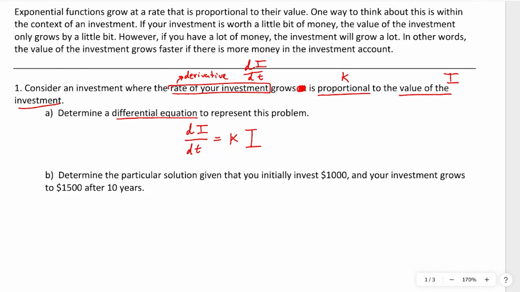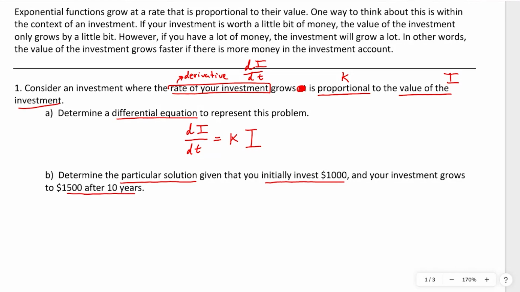So that's part A, that's your equation. Part B says determine the particular solution. Remember, particular solution just means that we're going to have to find the C eventually, given that you initially invest $1,000 and your investment grows to $1,500 after 10 years.